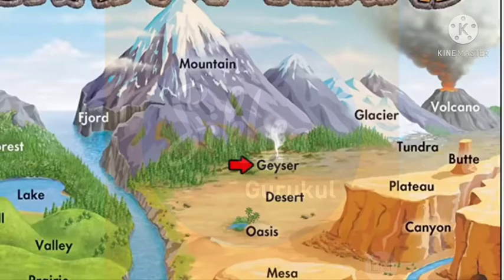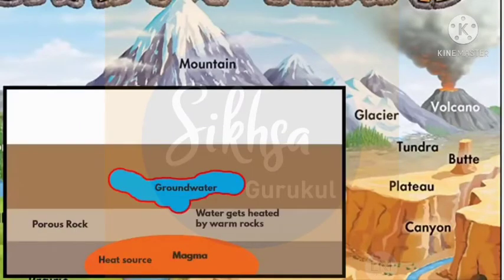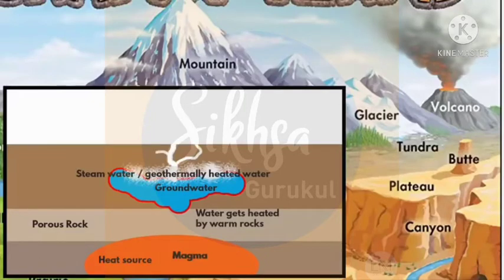The next one is the geyser. Now geysers are like hot springs, where warm water comes out of the ground. So how does the water become so warm? When surface water comes in contact with rocks that are heated by magma, it becomes geothermally heated water. It then rises towards the surface by the process of convection.